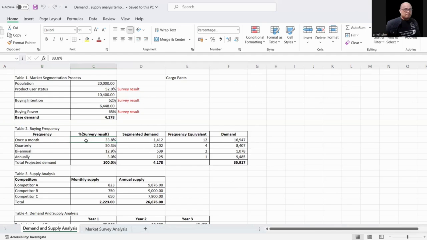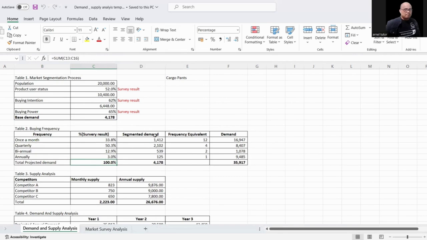Now, you might be asking, where do we get the percentages here? These are actually from the survey result. For the question, how frequently do you buy cargo pants products: for once a month, there are 33.8%. For quarterly, 50.3%. For biannually, 12.9%, and annually, 3%. Take note that the total should be 100%.